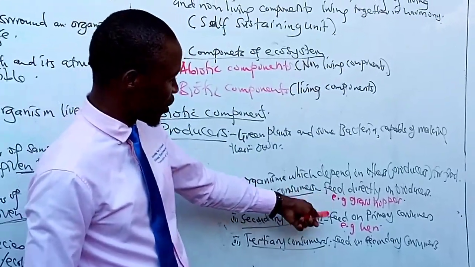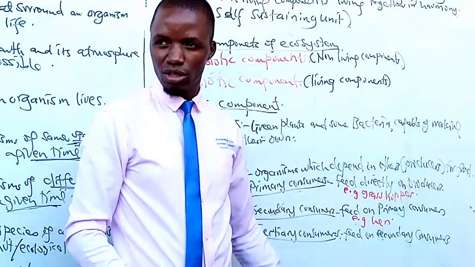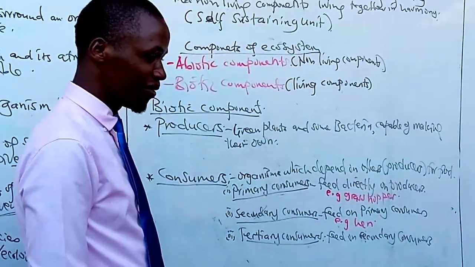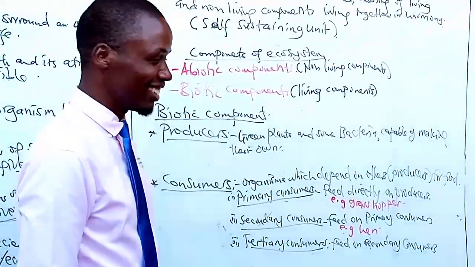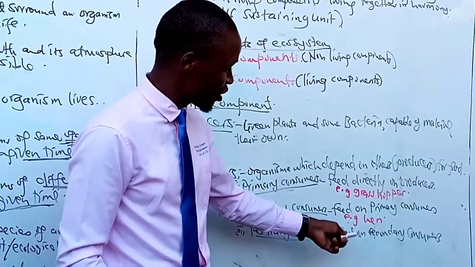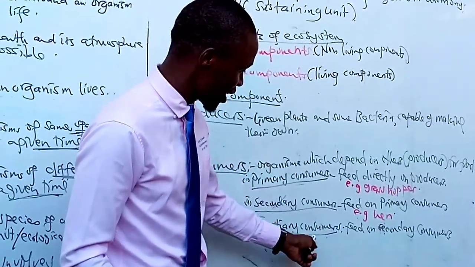Now let us go in line with this one. I have a grasshopper, I have a hen. Which organism feeds on a hen? Some of you are saying man. A man can be one, because a man feeds on a hen. So a man can be a tertiary consumer.